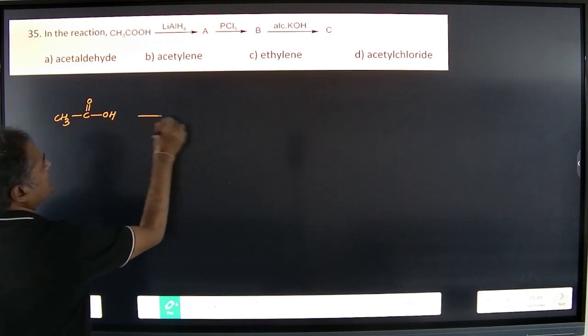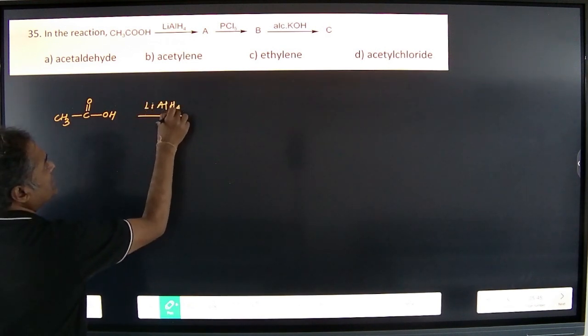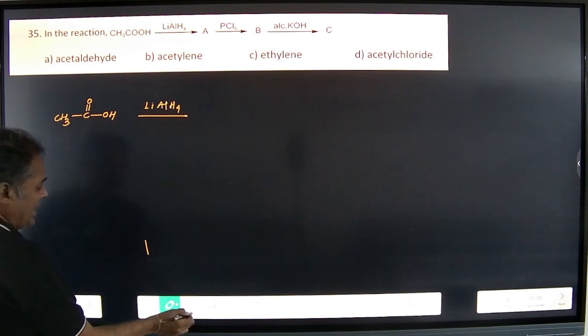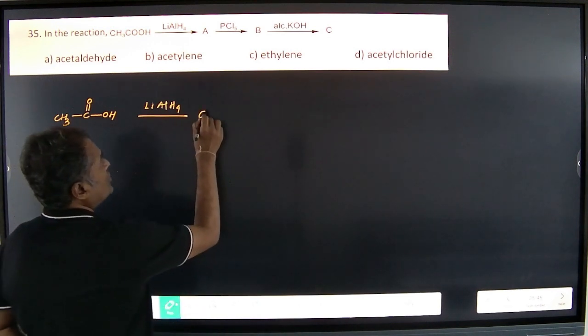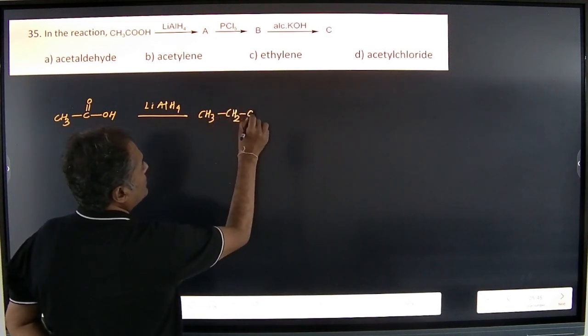Now treat this with lithium aluminium hydride. Now what does lithium aluminium hydride do? It reduces your carboxylic acid to a primary alcohol. So your answer has to be ethyl alcohol.